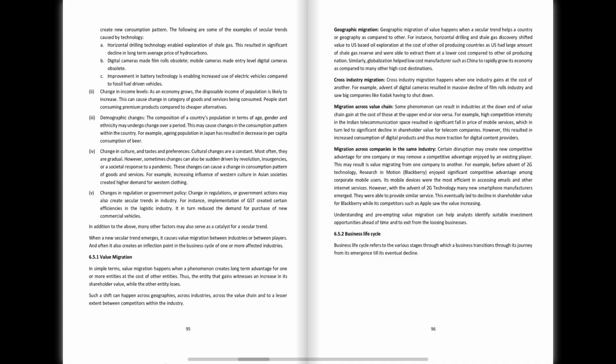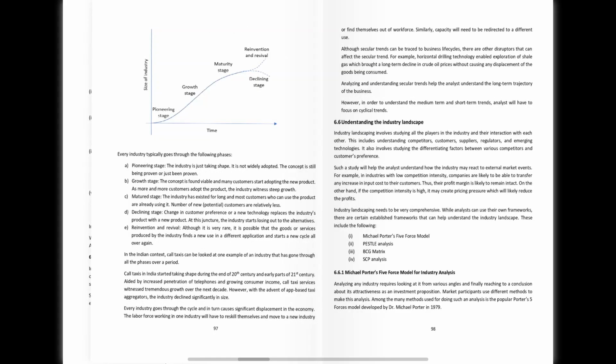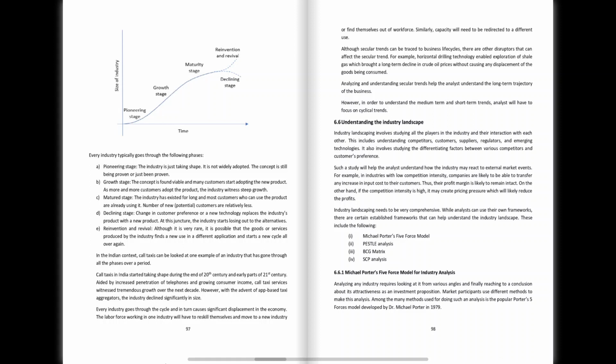Business life cycle. Business life cycle refers to the various stages through which a business transitions through its journey from its emergence till its eventual decline. Every industry typically goes through the following phases. A. Pioneering stage. The industry is just taking shape. It is not widely adopted. The concept is still being proven or has just been proven.